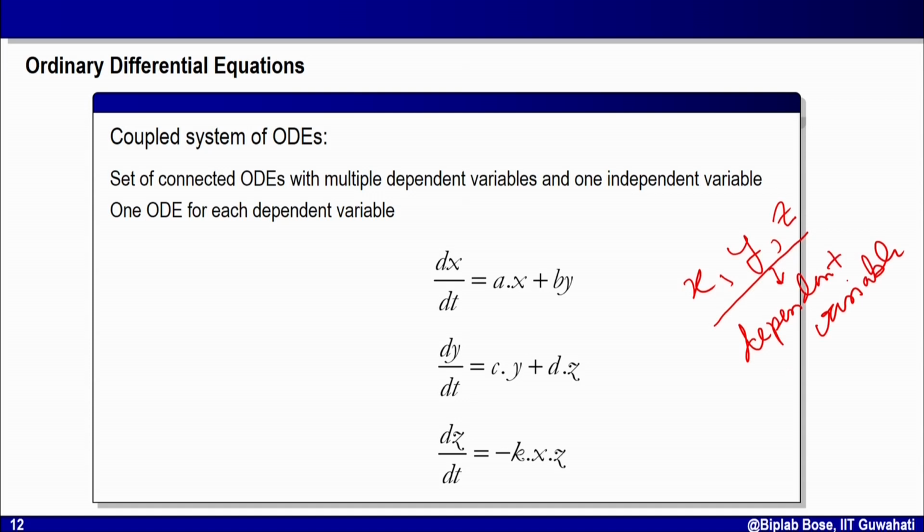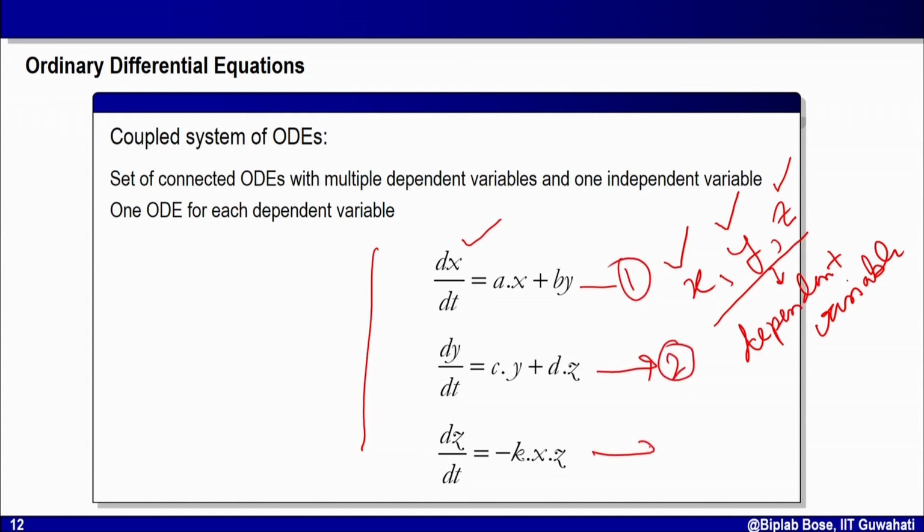For this type of system, we have to write a separate derivative for each of these variables. I will write one derivative for x, that means dx dt. I will write a separate derivative for y, that means dy dt, and I will also make a separate derivative for z. In the example, the first ODE is for dx dt. Second ODE is for dy dt, and the third one is for dz dt. 3 dependent variables, 3 ODEs.